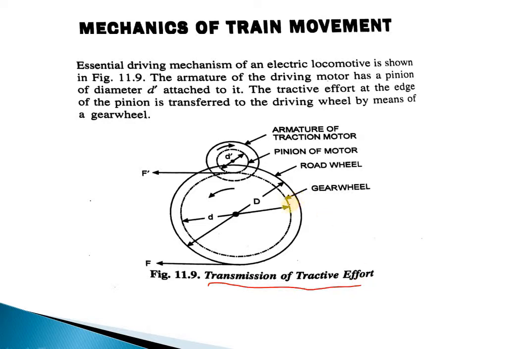Here this is the gear wheel. Next, this is the road wheel. And here the motor is connected. So this is the armature of the tractive motor, and this is the pinion, and the diameter of the pinion is given, that is d'. And the diameter of the road wheel is capital D and the diameter of the gear wheel is small d. And the force F' is given by the gear wheel and the force F is given by the road wheel.